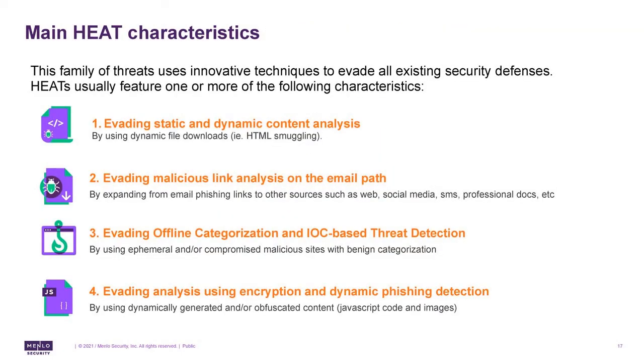So what are some characteristics? We'll go into a little more depth on each of these as well. The four main characteristics of HEAT start with being able to avoid static and dynamic content analysis. That's something you might have heard of called HTML smuggling. We'll give an example of what that means. The attackers know that the email channel has been pretty locked down over the last few years.